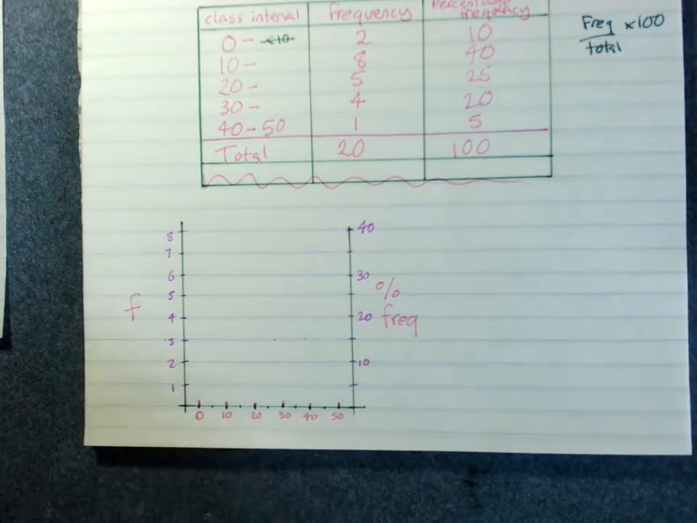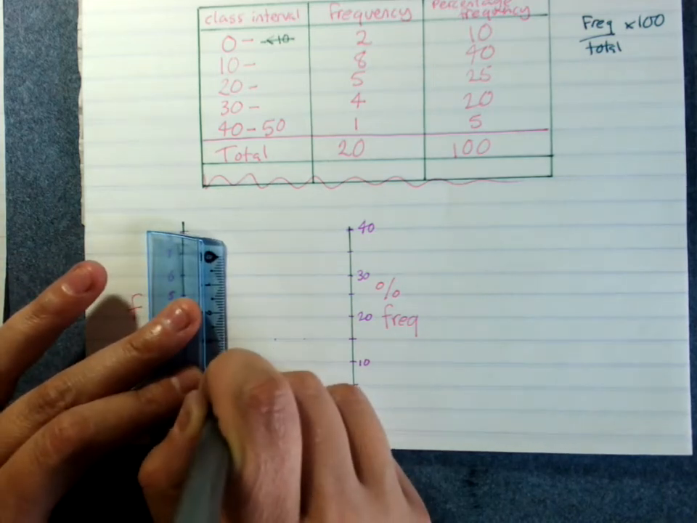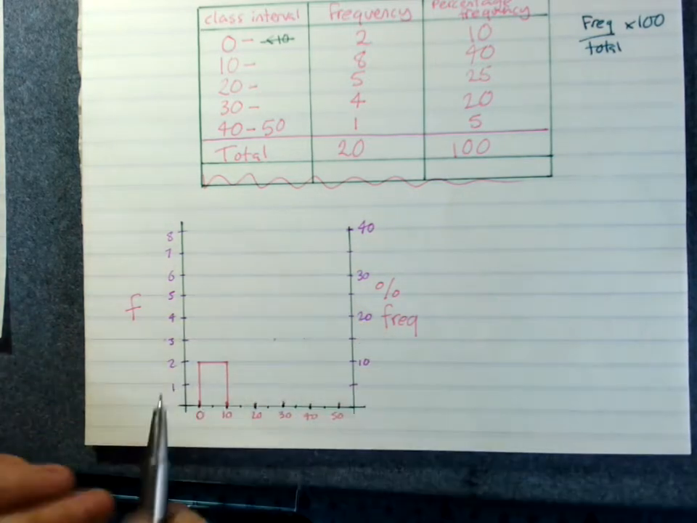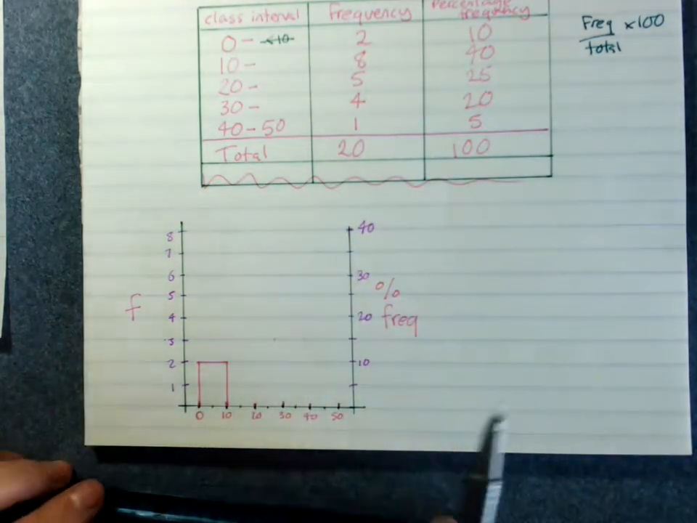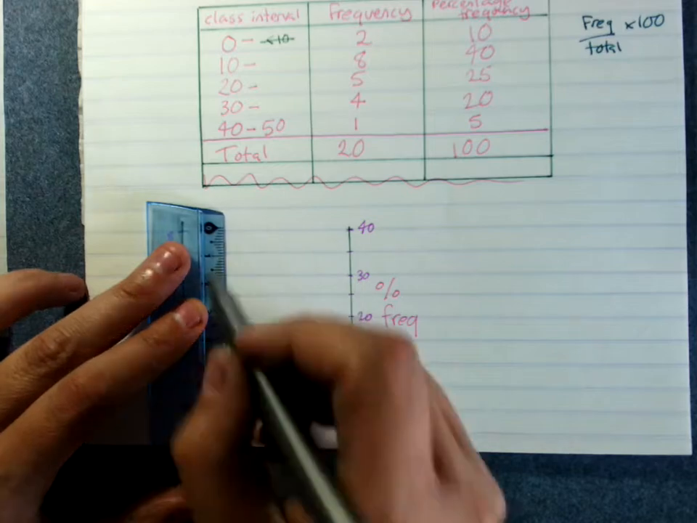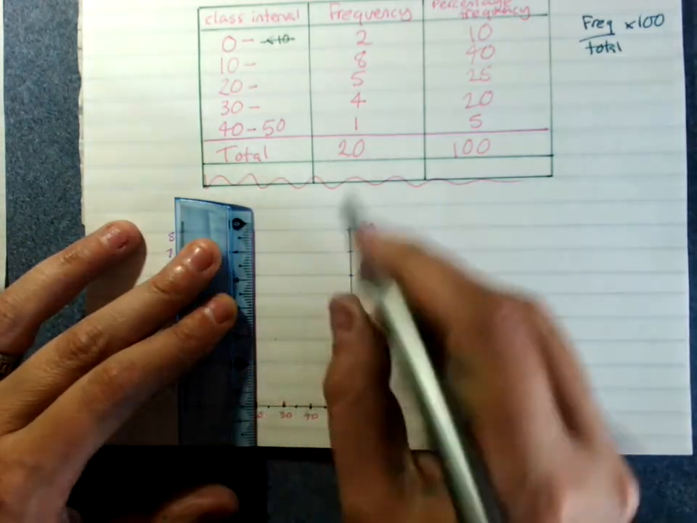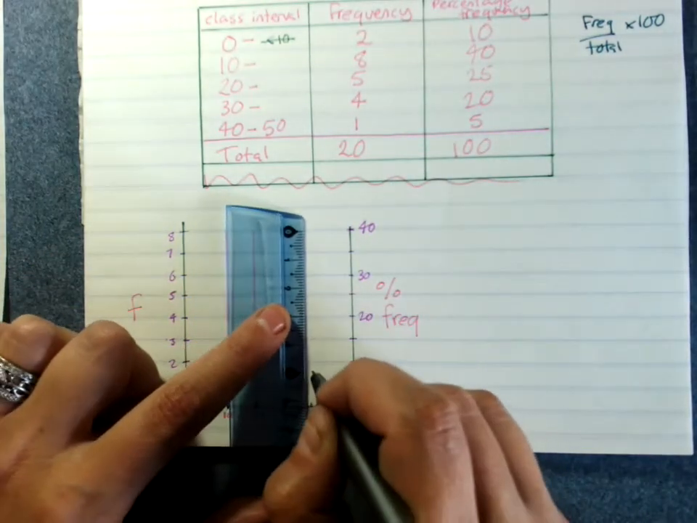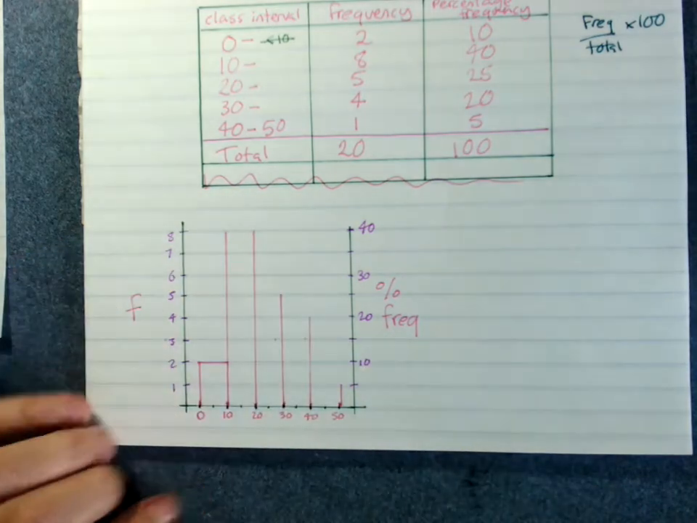From 0 to 10, the frequency is 2. Put in your column with a ruler, and you'll see that that equates to a 10% frequency, which is correct. So you're getting this set up. Really quickly completing this. Frequency of 8, frequency of 5, 4, and 1.